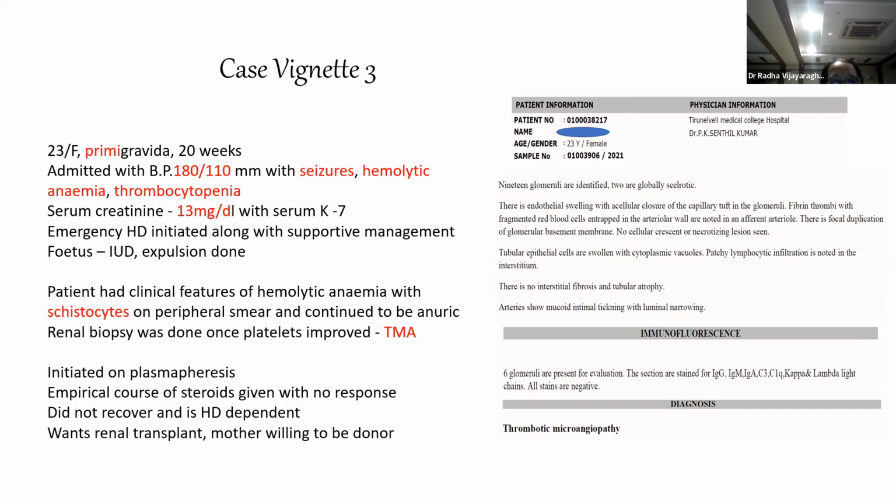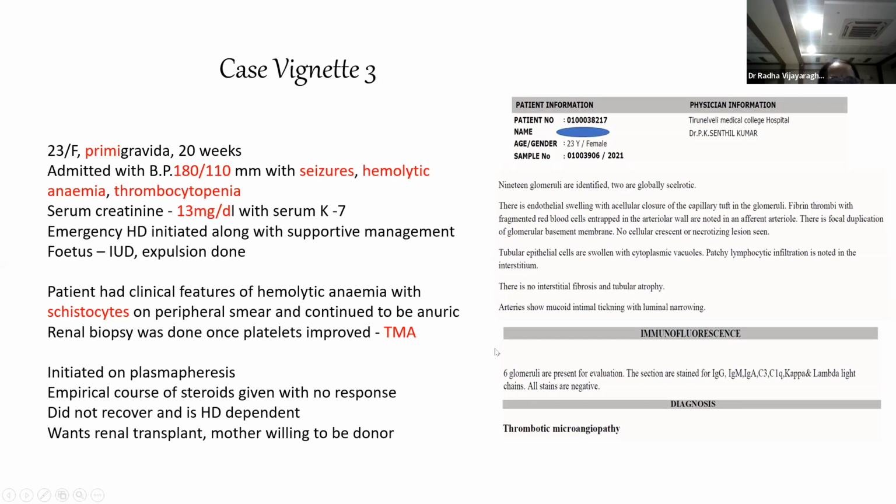The patient had clinical features of hemolytic anemia with schistocytes on peripheral smear and continued to be anuric. Renal biopsy was done once platelets improved, which showed thrombotic microangiopathy. 19 glomeruli were identified, 2 were globally sclerotic. There was endothelial swelling with acellular closure of the capillary tuft with fragmented RBCs entrapped in the arteriolar wall. There was tubular epithelial cell swelling with cytoplasmic vacuoles and patchy lymphocytic infiltration in the interstitium. Immunofluorescence was negative. A diagnosis of thrombotic microangiopathy was made.